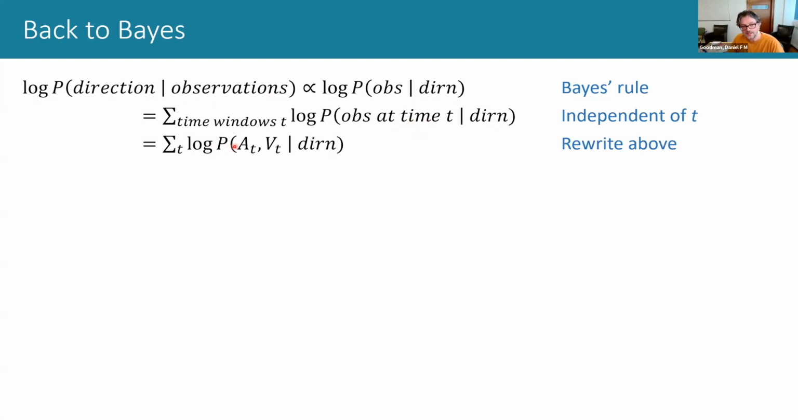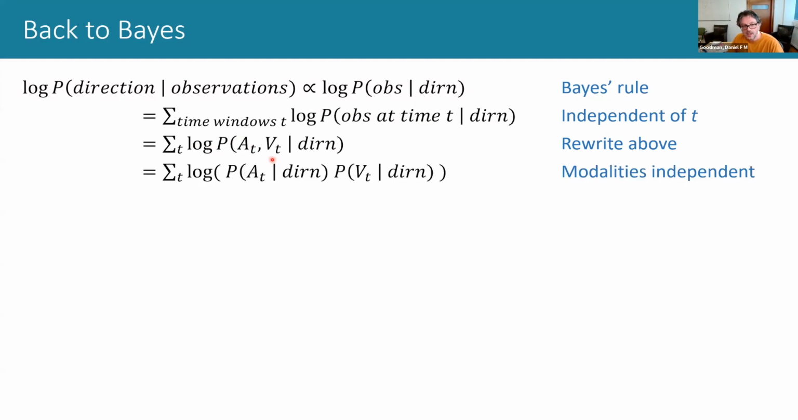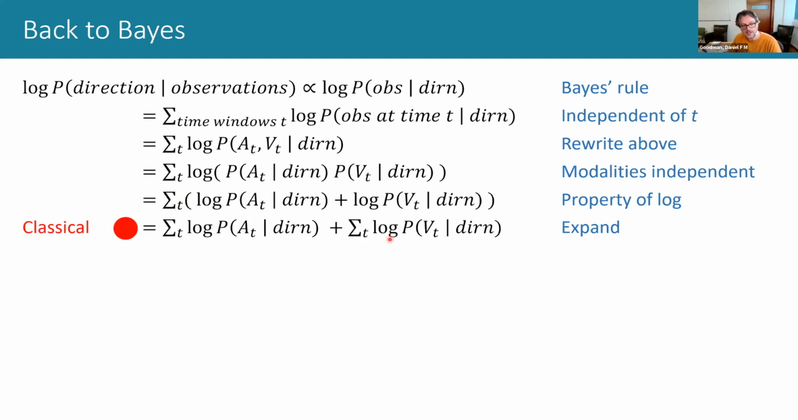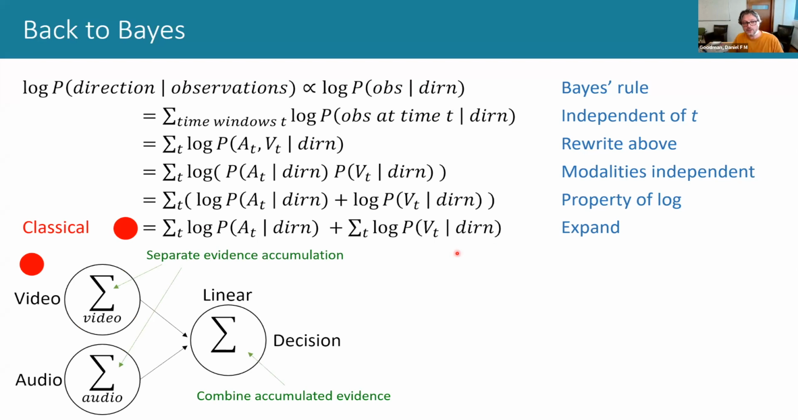Just rewriting that, that's the probability of a particular auditory and visual signal at time t. Now, those are independent. The two modalities are independent given the signal. So we can just expand this out as a product. And then because we're doing a log, we can change that product into a sum. And now we've got a sum over t of this sum. So we can just pull that out. And we get a sum over all of the auditory evidence plus a sum over all of the visual evidence. And that's the classical model of evidence accumulation.